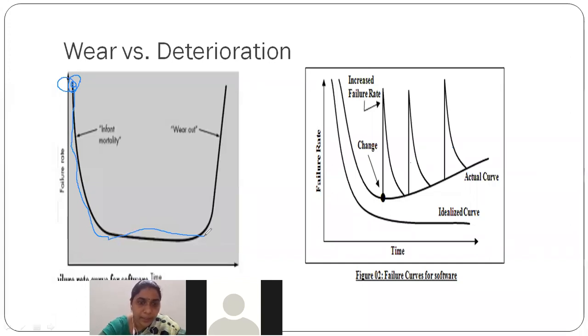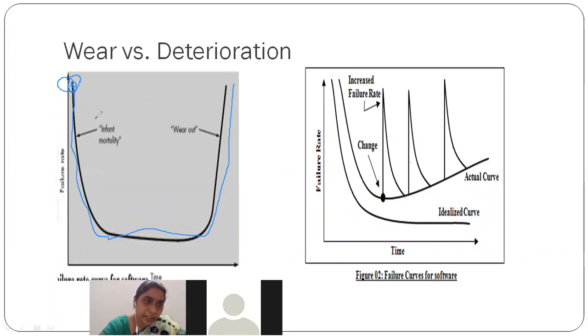But after some years, as it is hardware, because of some environmental conditions or some other issues, it can be due to dust or environment temperature conditions or anything, the components keep on deteriorating, and they keep on failing again. So again the failure rate increases here. That is what we showed in this curve.